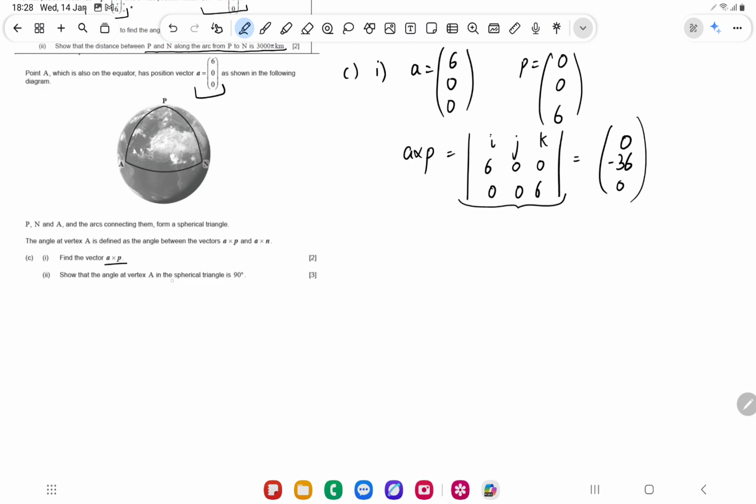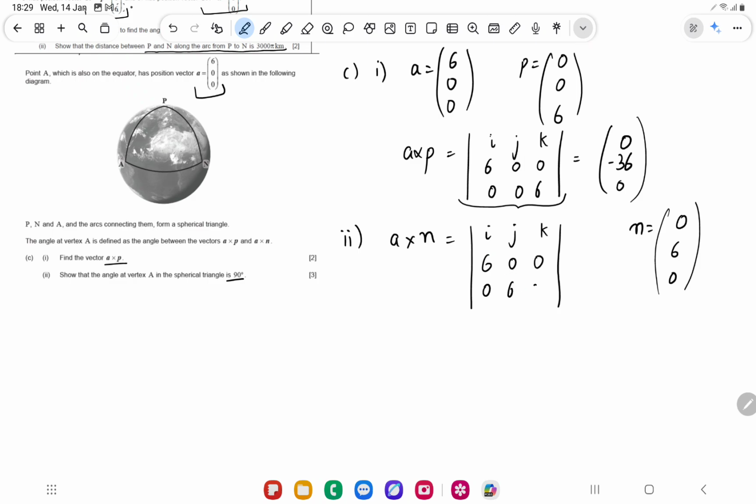Show that the angle at the vertex A is 90 degrees. To show that, first we have to find A cross N. Again, to find A cross N we will use the same method, but before that we have to write the N vector, which is (0, 6, 0). Now A cross N, I'll write in the same manner. A was (6, 0, 0), N is (0, 6, 0). When you solve, you will get A cross N as (0, 0, 36).